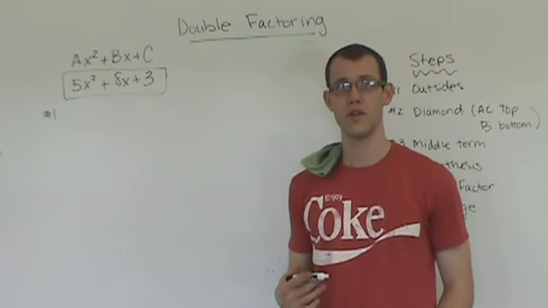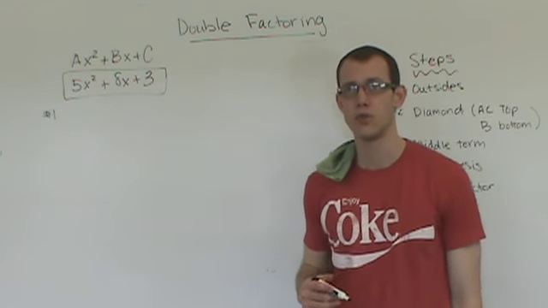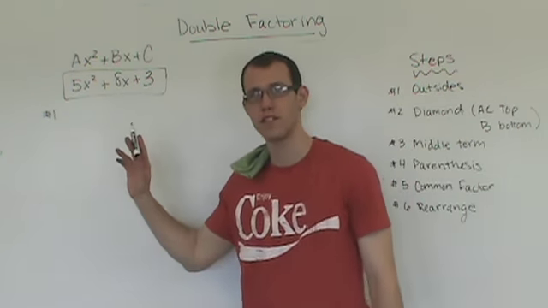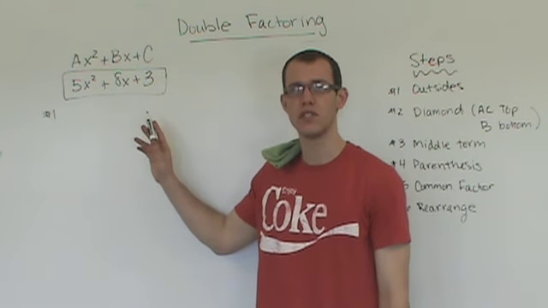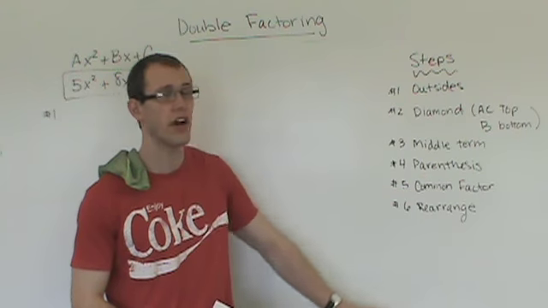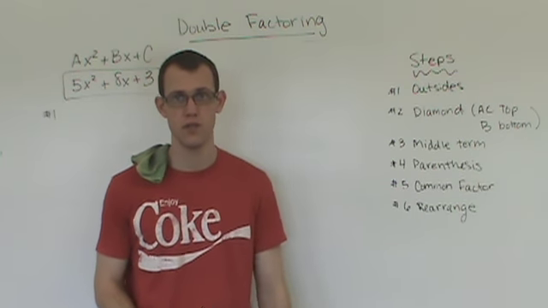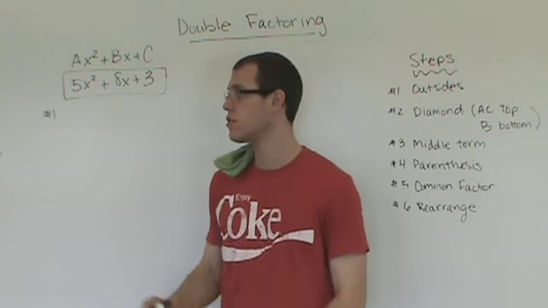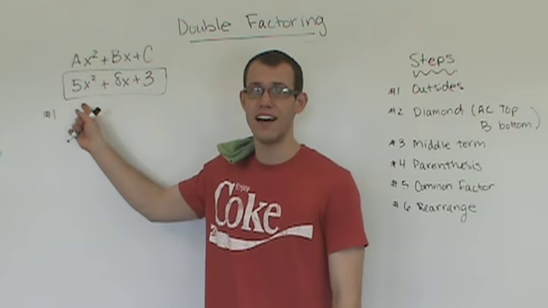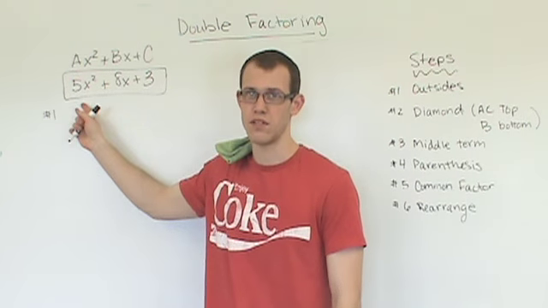We're still working with double factoring, and this video has two examples to help you through that. So we're going to begin with the first, which is 5x squared plus 8x plus 3. And we're going to use these same 6 steps to figure out what the factor is. The reason why we have to use the double factoring method is because, look here, our a value, it's not 1, it's a 5. So we can't just use the regular factoring method with the diamond.